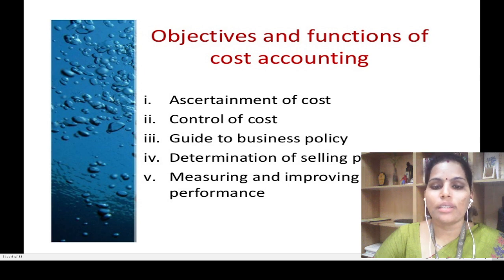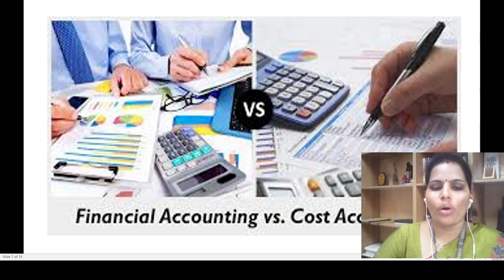Next is the determination of selling price. I told you the format for calculating the selling price is cost plus profit is equal to sales. If the cost is missing, we cannot calculate the selling price. And then measuring and improving performance, which is very important. For example, when we have completed the work, suppose you incur more cost, what can we make out? We can find out the reason why the cost increased, correct? After finding the reason, you can find the solution too, right? That is the objective of cost accounting.